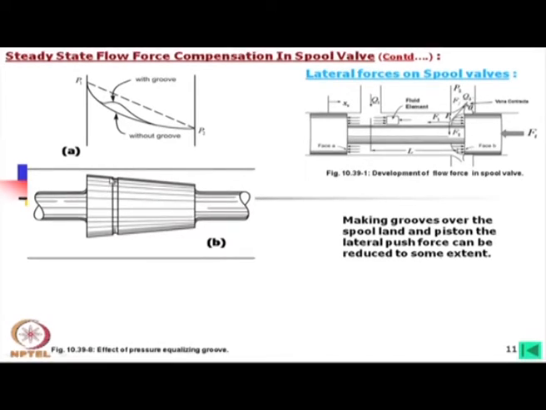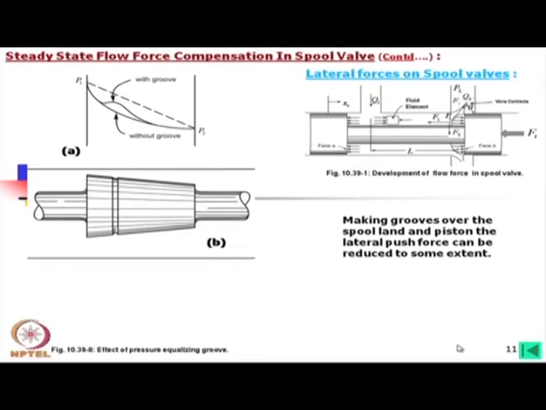However, if we make a groove like this, the groove is having a substantial depth, maybe 0.5 millimeter or something like that. This means that this path is directly connected. So, throughout this groove the pressure will be same, and due to that this pressure curve will be like this. So, without groove this is the pressure distribution curve, and with groove this is the pressure distribution curve.